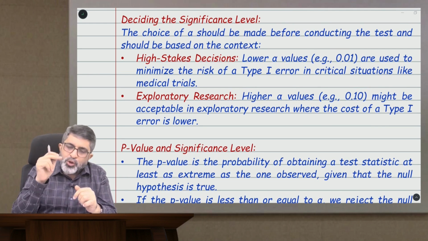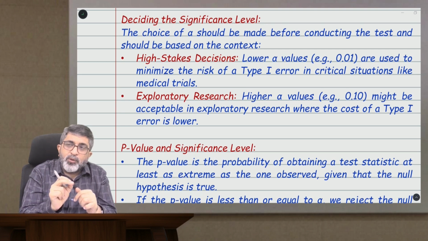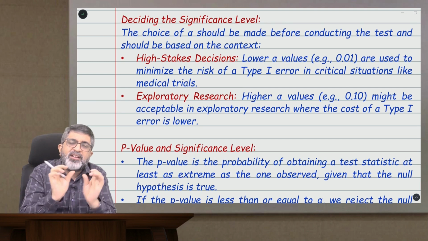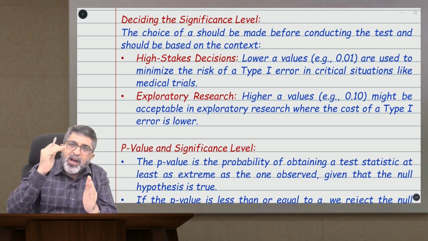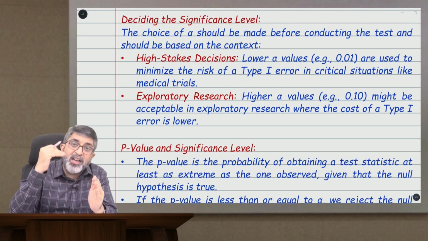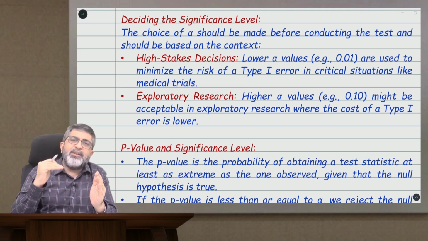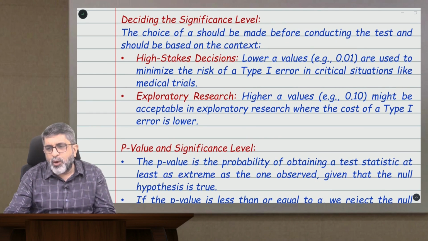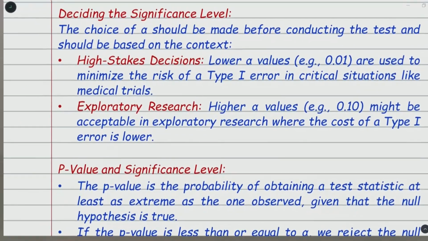Therefore, you should always look into how much risk you can take, and accordingly you set the level of significance. Higher the level of significance, higher is the risk involved. Lower the level of significance, lower is the risk involved. That's the outcome of this entire discussion.